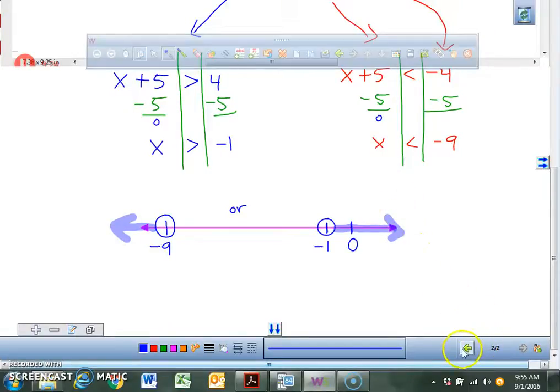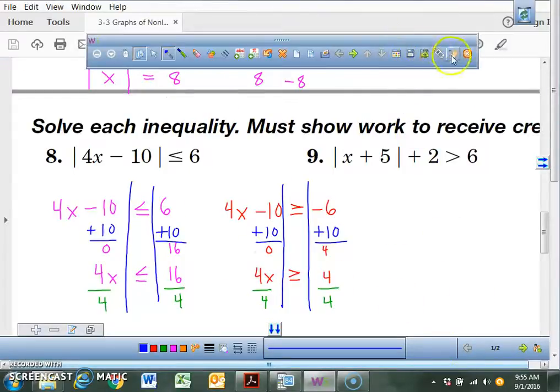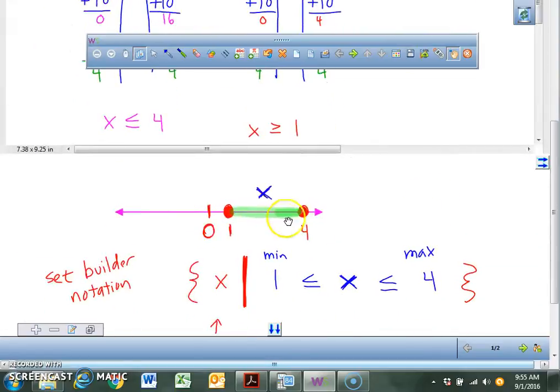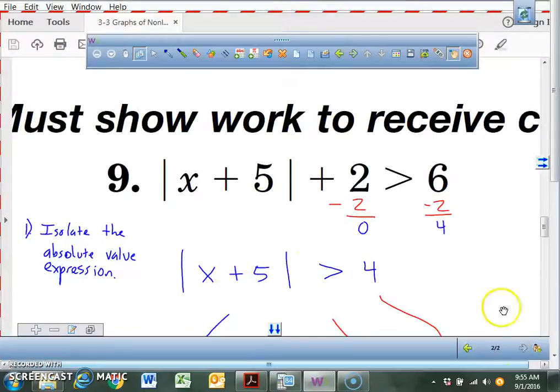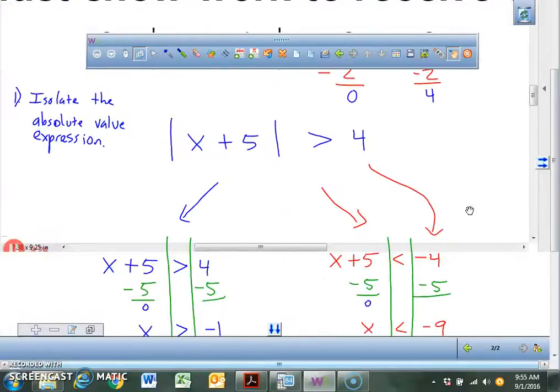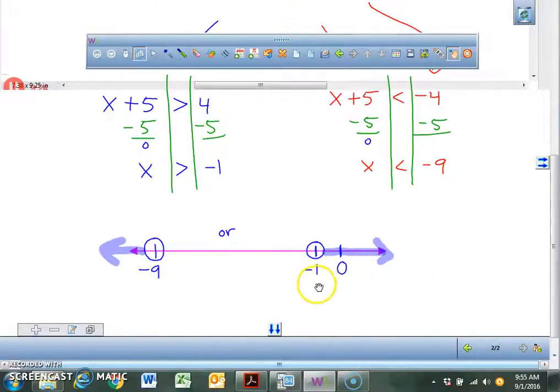Do you see the difference between this graph and this graph? These are going in opposite directions. Yes, it does look like a geometric ray, but we're dealing with an inequality. These are going in opposite directions.